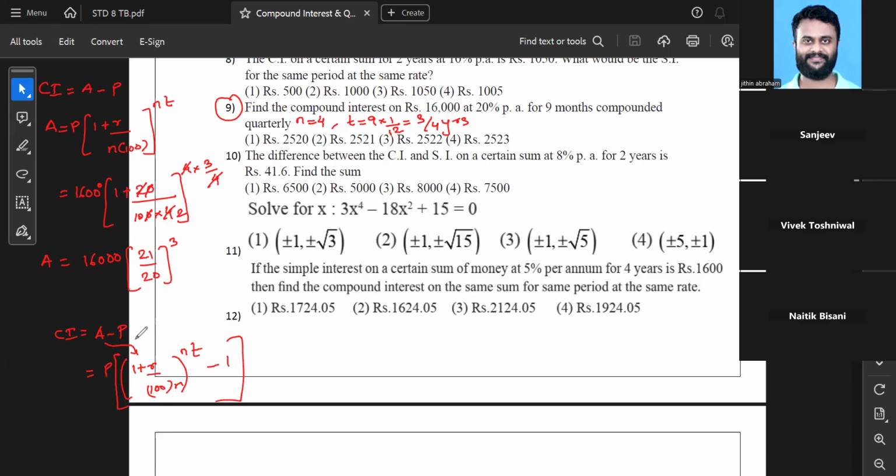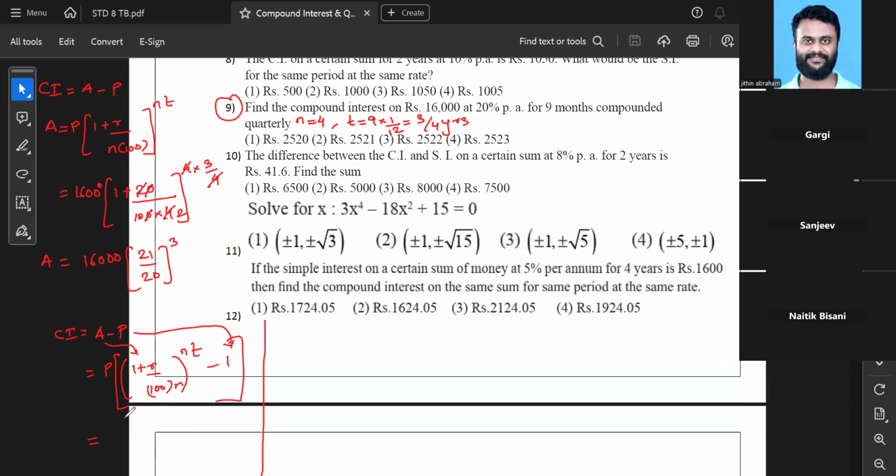This is the formula for amount and this is the principal. When I take principal common outside from both the terms, here P is not there and here nothing is there, hence I've written 1. Do you understand this? Any doubt? Okay.